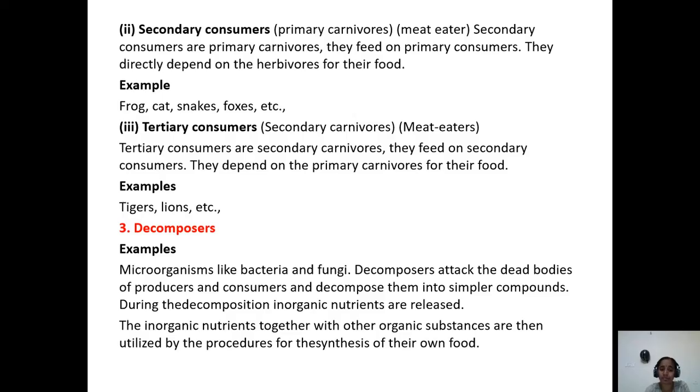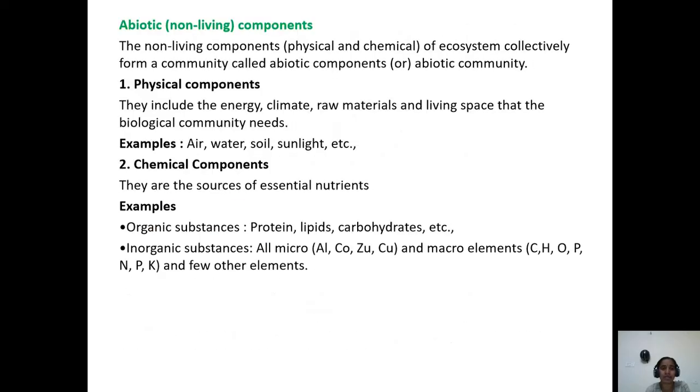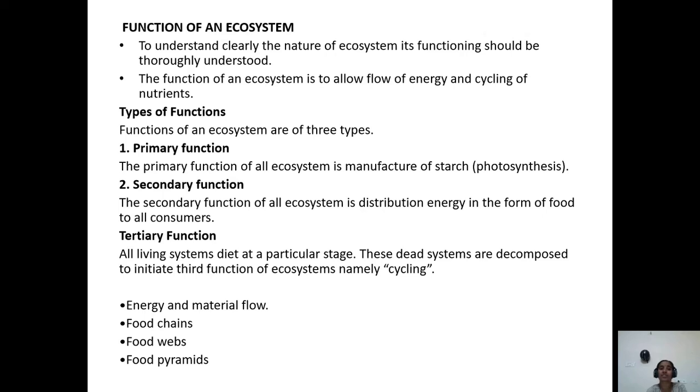Next, the third one, decomposers. Decomposers decompose the dead organic body into inorganic nutrients. Examples: microorganisms, bacteria and fungi. So organic compounds, carbohydrates, lipids, proteins are converted into nitrogen and oxygen. Next, abiotic components. Examples: physical components and chemical components. Physical components examples: air, water, soil, sunlight, etc. Chemical components examples: proteins, lipids, carbohydrates, etc.